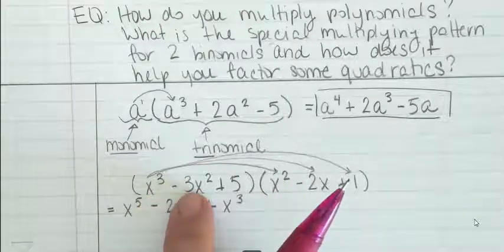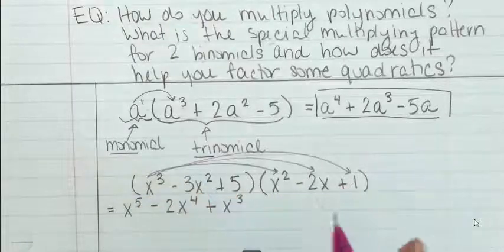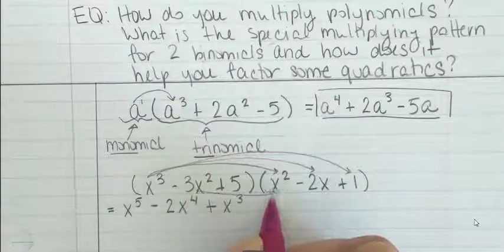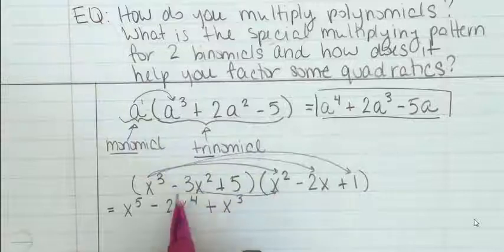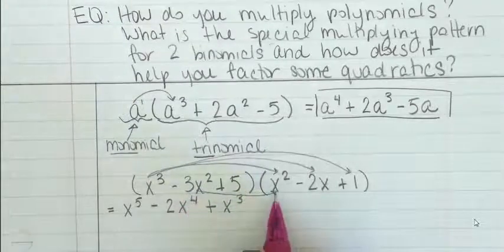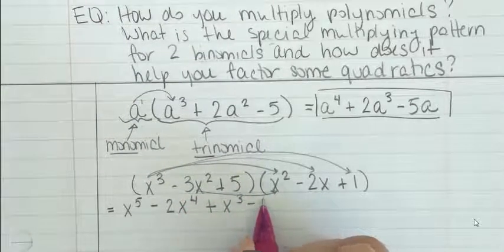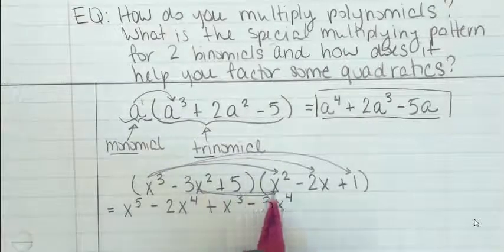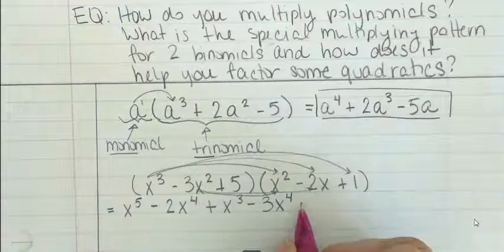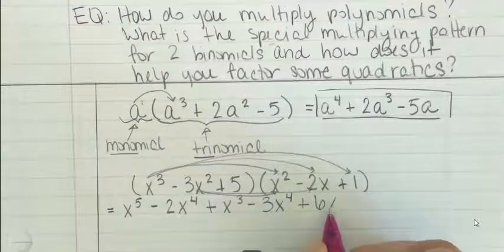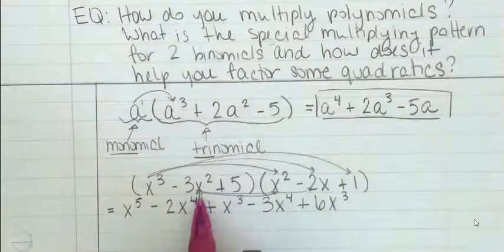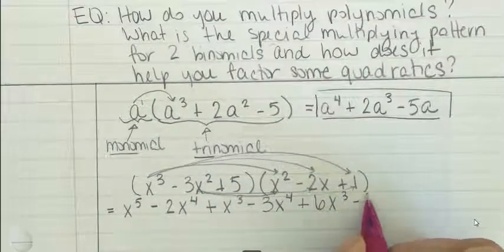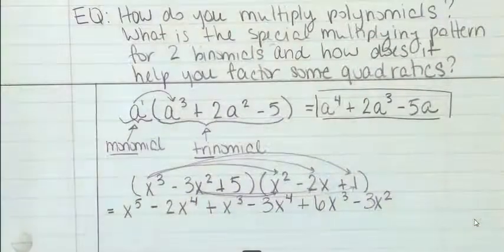I'm going to move now to the second term in the first trinomial. So now I'll distribute this. Maybe I'll go under here. So I get negative 3x squared times x squared gives me negative 3x to the 4th. Negative 3x squared times negative 2x will give me a positive 6x cubed. And then negative 3x squared times positive 1 just gives me that negative 3x squared.